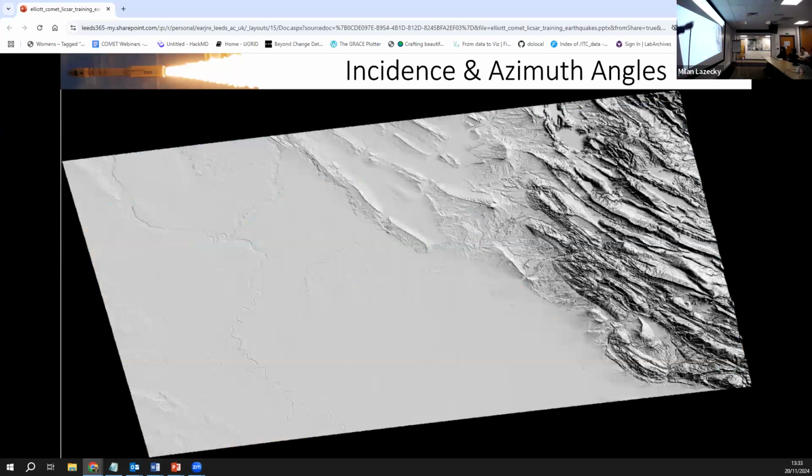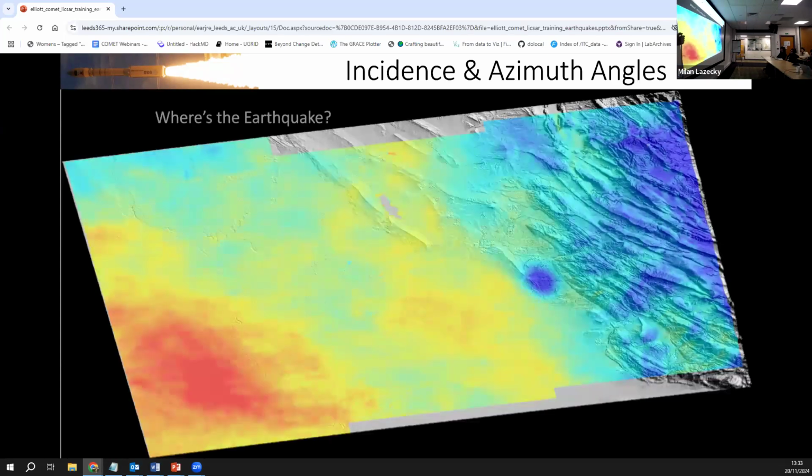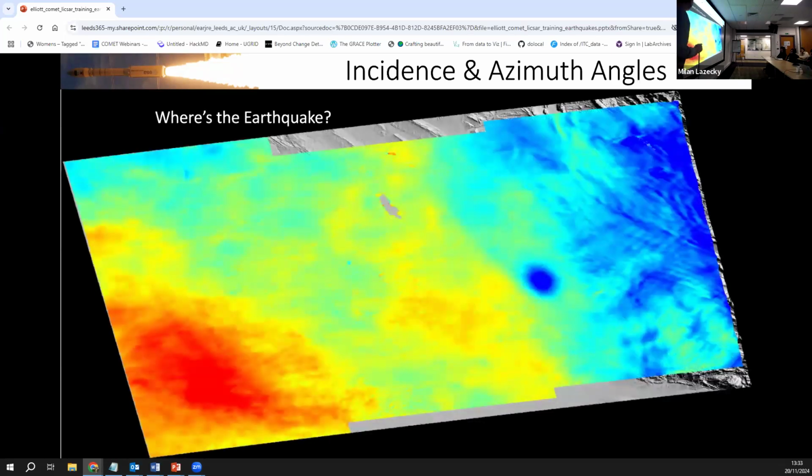So this is a picture of the Zagros Mountains of Iran out towards Iraq. And the question is, can you spot where the earthquakes happen? This is now the phase. Where's the earthquake? Everyone happy? Yeah, you're looking for bullseyes. Hopefully you're pointing at that. Yeah.